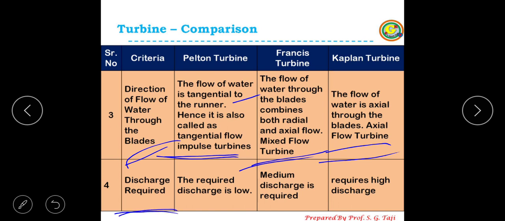Fourth criteria: discharge required. The discharge is very low in Pelton as head is high and the direction of flow is tangential. The required discharge is low. It is medium in Francis. In Kaplan it is very high because head is very low, at the tune of 10 meters.